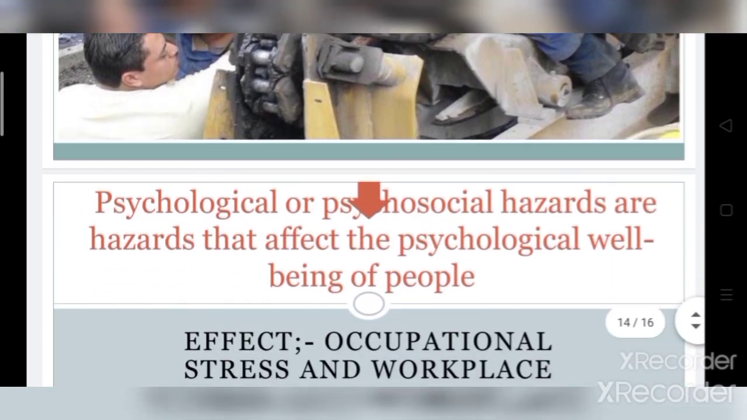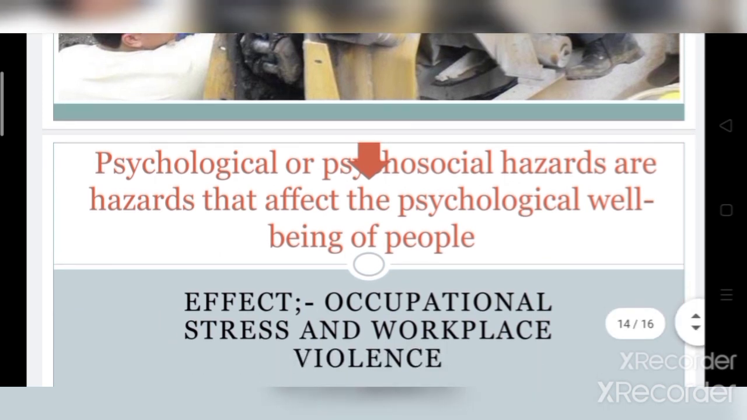Last is the psychological hazard. Workers' daily working time is 9 to 6 p.m. But when we have many works, we involve them for 12 hours, 13 hours, 16 hours. So if you are working more than the working time, you feel stress in your mind. This stress is called a psychological hazard. So a psychological hazard is a hazard that affects the psychological well-being of people.